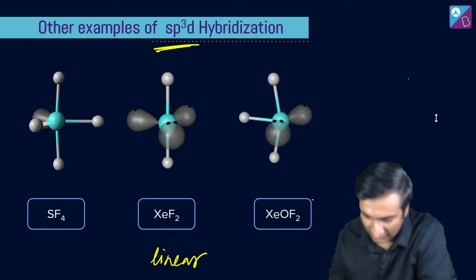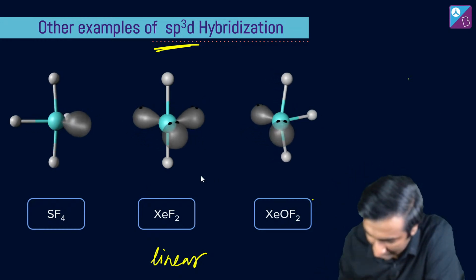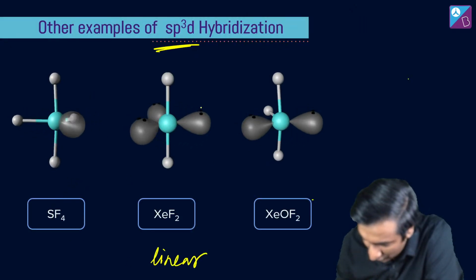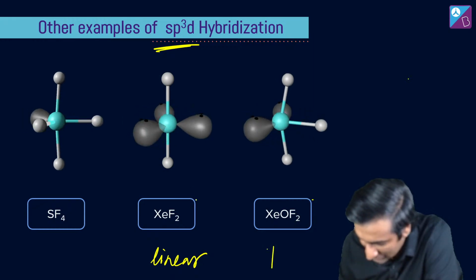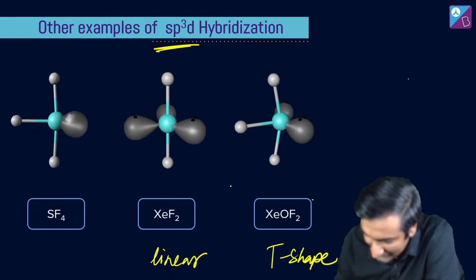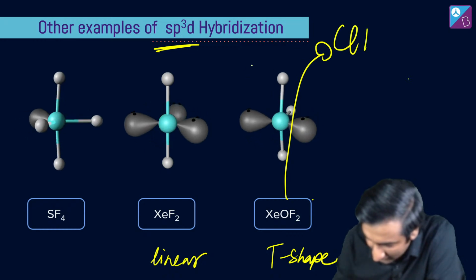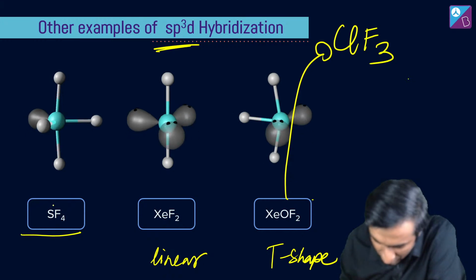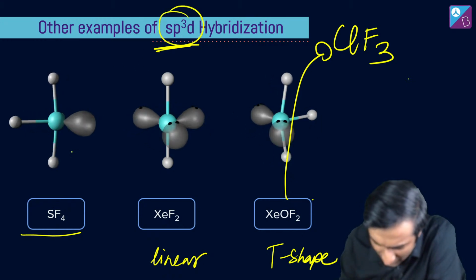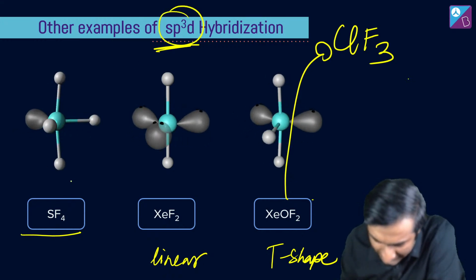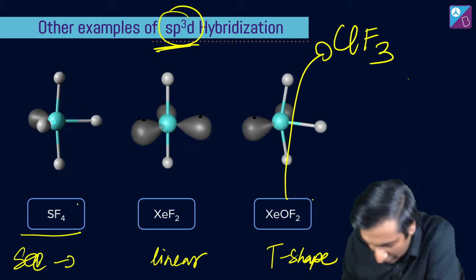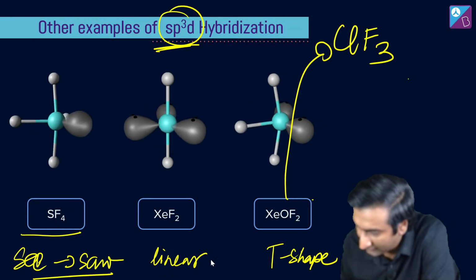All right, sweet. So this is linear and this is T shape XeOF2. Oh, one second, the next question already showed up. Look, this is going to be T shape, exactly like ClF3. It's the same thing here. And SF4 again is going to be this same sp3d, but its shape is different. What shape is this, by the way, guys? This is seesaw shape. Again, we've done all this in detail.